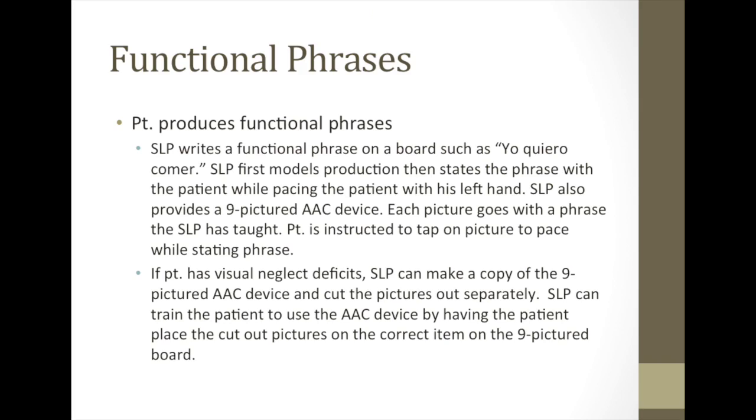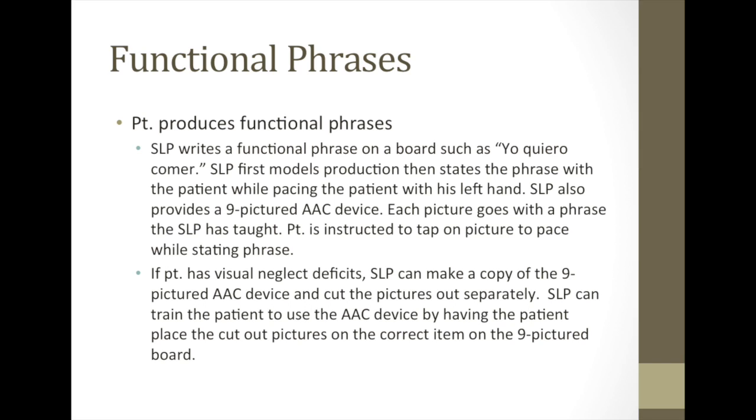Once the patient is able to perform automatic speech tasks, we want their words to be more functional so that the family can communicate with them and they can communicate their needs to the nursing staff and the doctors. You can provide them with an AAC picture device with maybe no more than 9 pictured items of functional phrases that the patient will need, maybe a plate with food on it, and the patient can tap yo quiero comer, yo tengo sed, if there's a picture of a drink, different things like that.